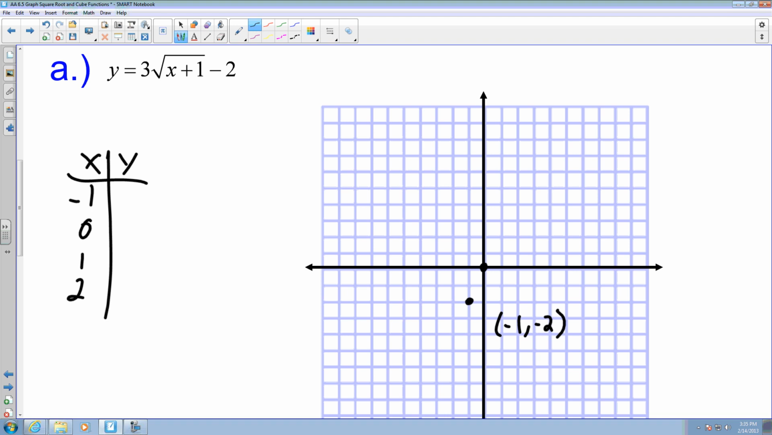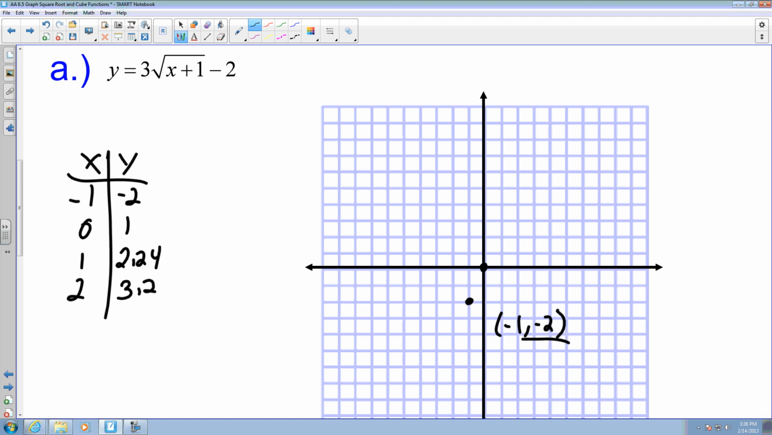So if my x is -1, obviously y should be -2. That makes sense because -1 plus 1 is 0. The square root of 0 is 0. 0 times 3 is 0. 0 minus 2 is -2. So that makes sense why this is where it starts. And if x is 0, my y will be 1. If my x is 1, my y is 2.24 roughly. And if my x is 2, my y is roughly 3.2.